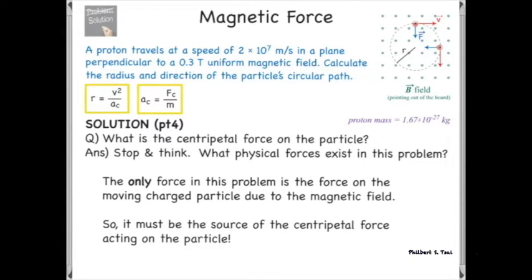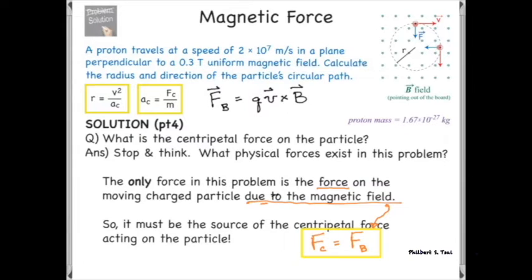So we can write force centripetal is equal to the force, and I think in our slides we term it as FB, where FB is the force due to the magnetic field. And we know that we've just been working with an equation that gives us the magnetic force in terms of the charge, the velocity of the charge, and the magnetic field that it is experiencing. In other words, force is equal to QV cross B, and so we can carry that forward.